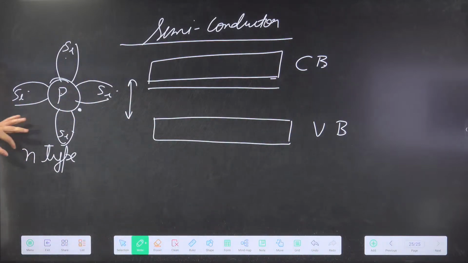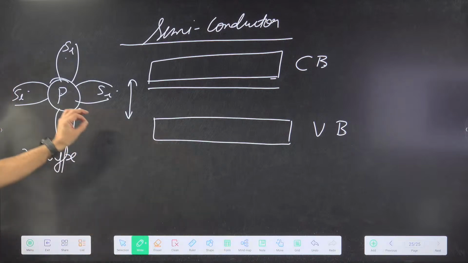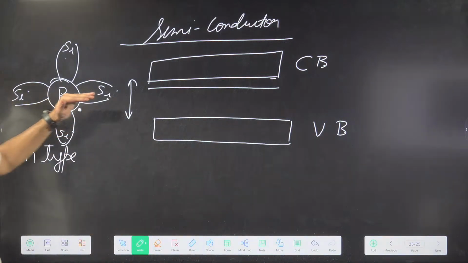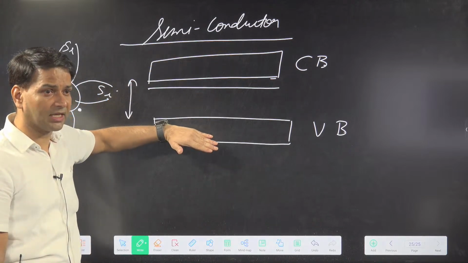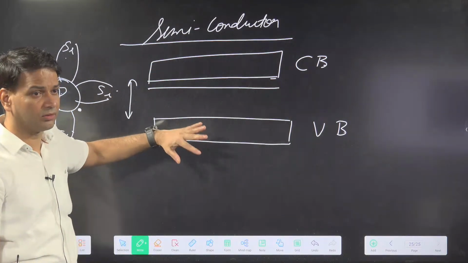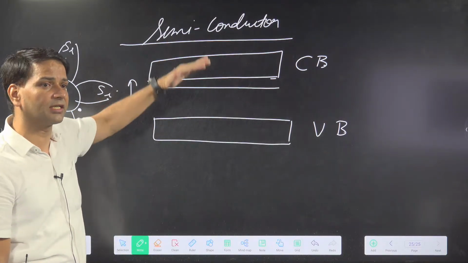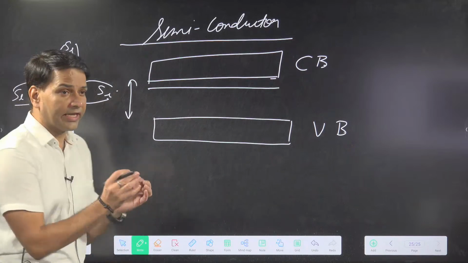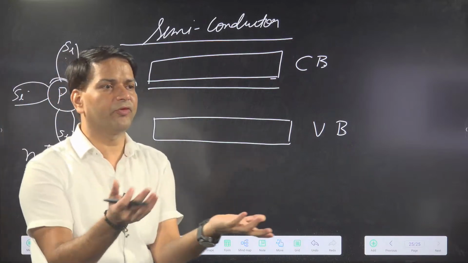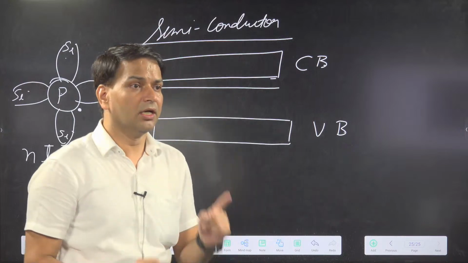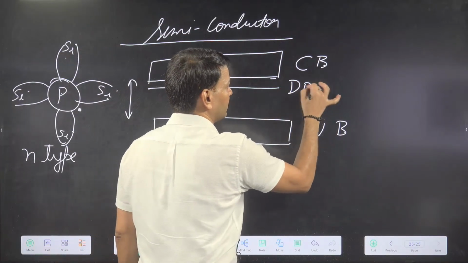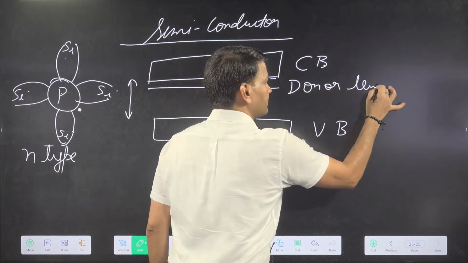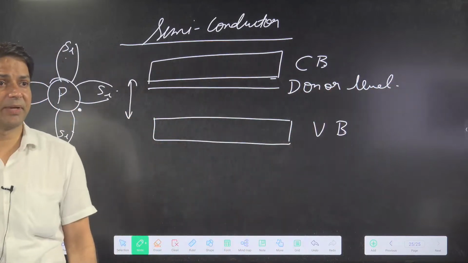Okay, so N-type semiconductor means the majority is the electron. But this electron is not completely free. That's why it will not lie in the valence band, because it is not making the bond, and it will not be in the conduction band either. They will take a small energy, become free, and jump to the conduction band. So the N-type semiconductor makes the donor level.